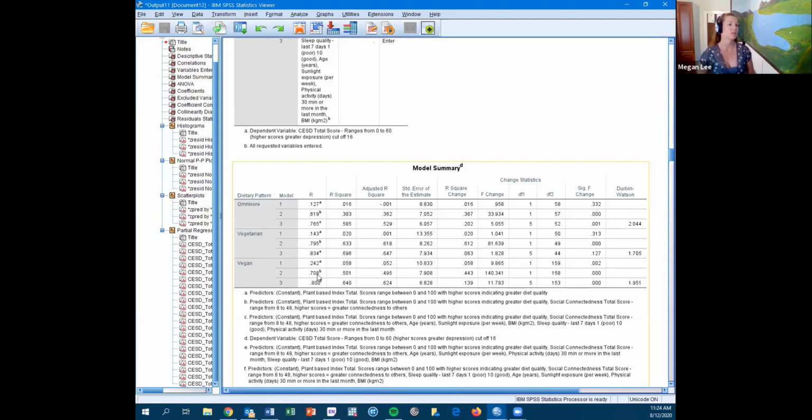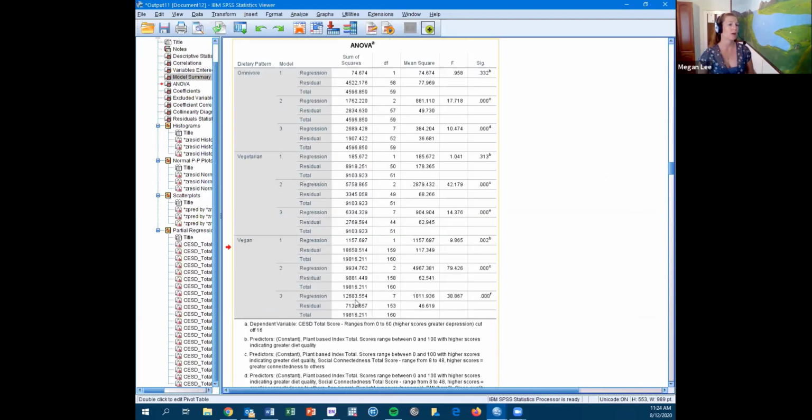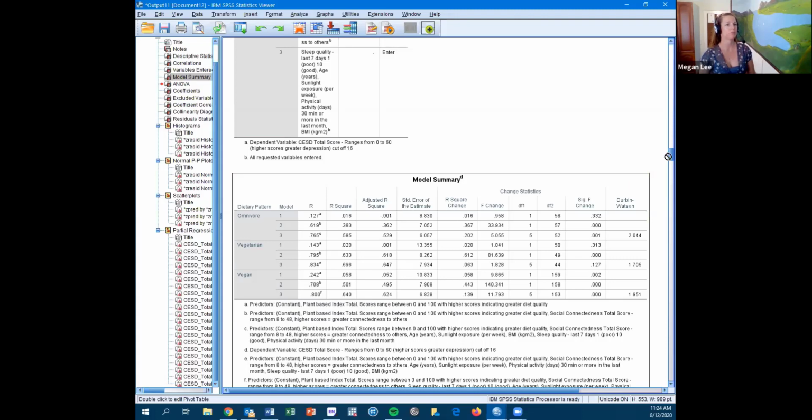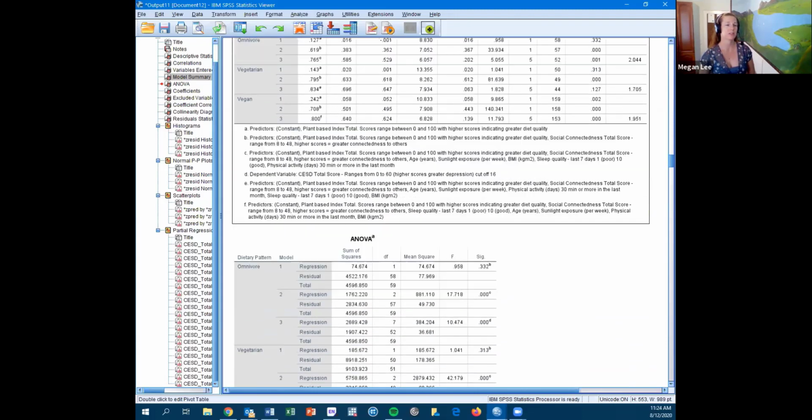What about social connectedness? What's its R squared? 50%, and it's significant. And then what about when we add our other confounding variables? 4%, and it's significant. So it adds about 14%. Good. So let's go and see if our models are significant.